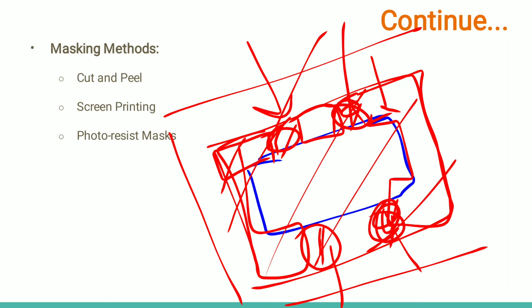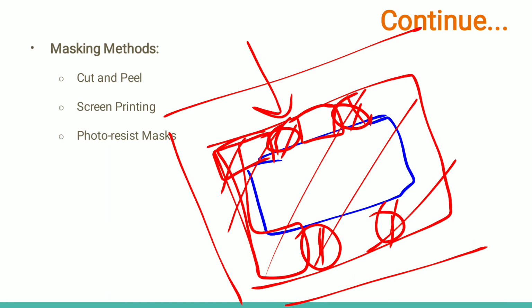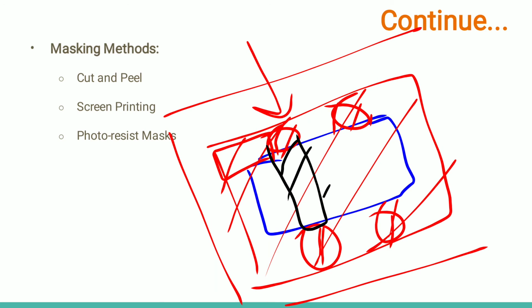So from these areas, when this material is removed, then we enter it into the solution. When we enter this into the solution, it will come in contact layer by layer and will remove the material from these areas. So basically this method is photoresist masking.